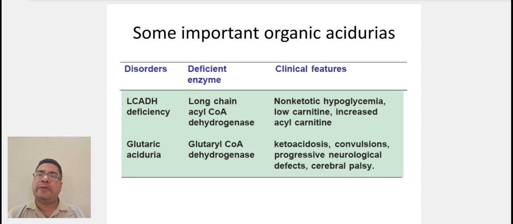Then glutaric aciduria. Its deficient enzyme is glutaryl CoA dehydrogenase. Its clinical features are ketoacidosis, convulsions, progressive neurological defects, and cerebral palsy.